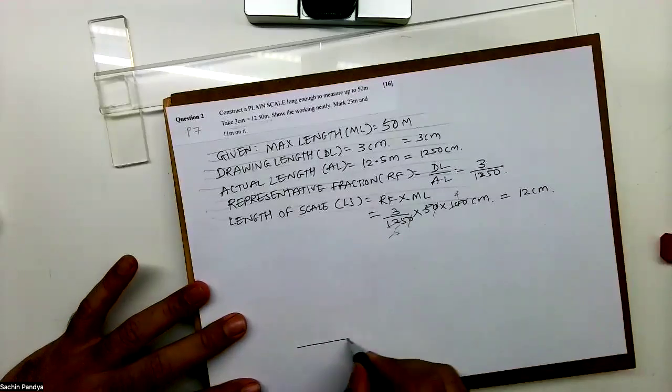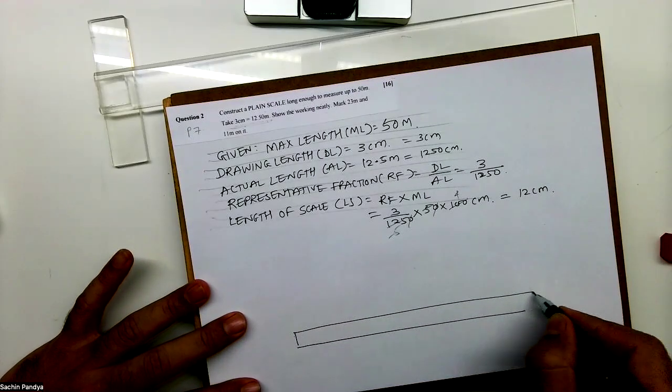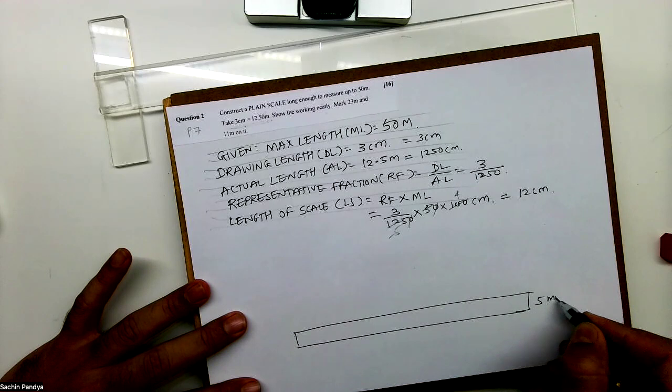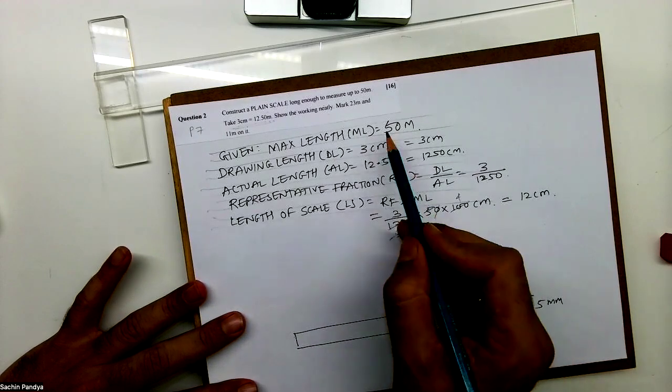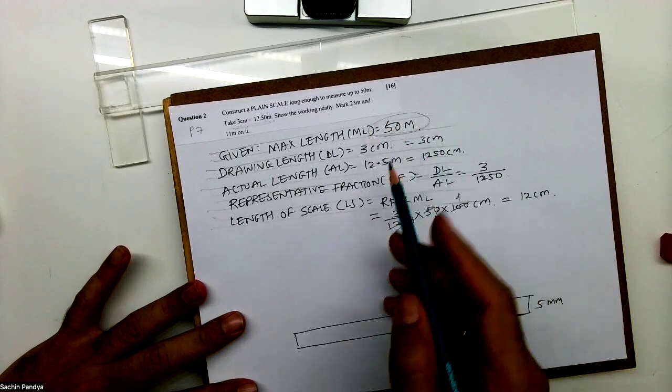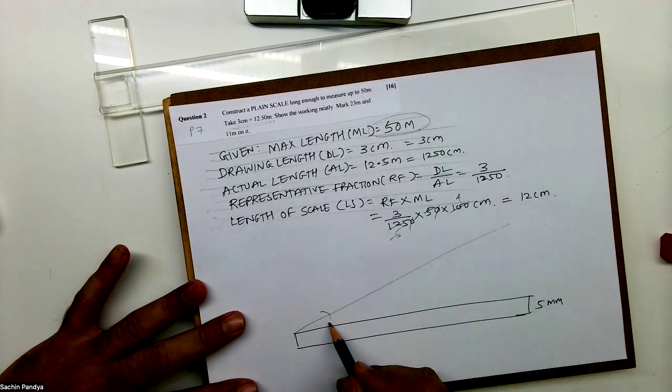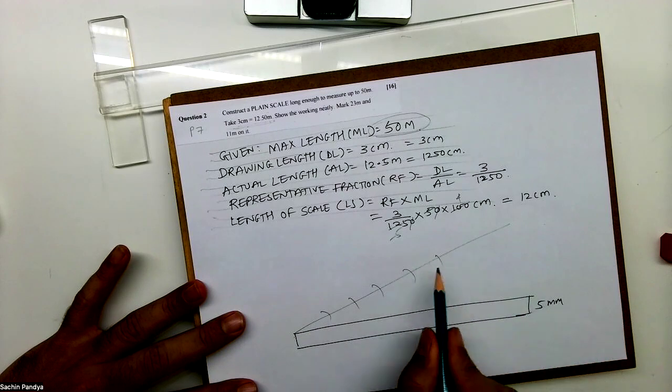So I'll draw 12 centimeter long line. I'll take height, how much? 5 millimeter. This is 12 centimeter. We'll divide this into how many parts? According to maximum length. What is maximum length? 50. So we'll divide into 5 parts. 1, 2, 3, 4, 5.